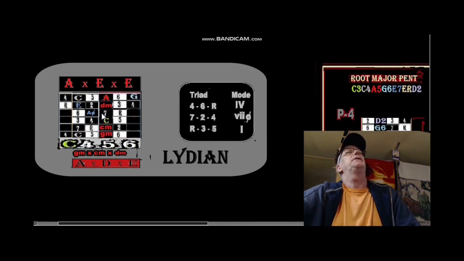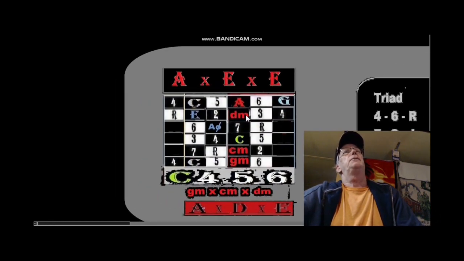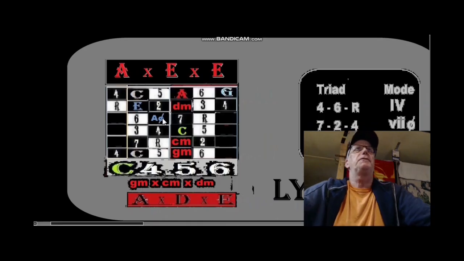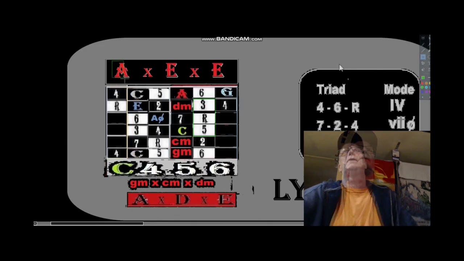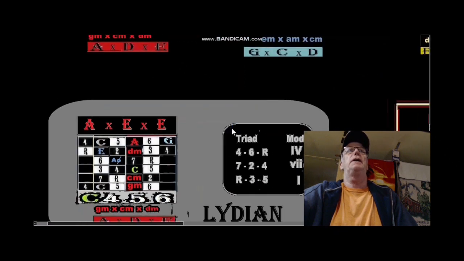I also added, interesting enough, we have an A half diminished shape. Here's our A shape, 5 root 3, and then we drop the root to 7, 3 to the 2, 5 to the 4, and we have our A shaped half diminished. Notice this is the A shape here. This is new, folks. I kind of stumbled onto this today. Here's the A shape. Okay, so let's zoom out. Right there. That's a little perk on the Lydian cage.